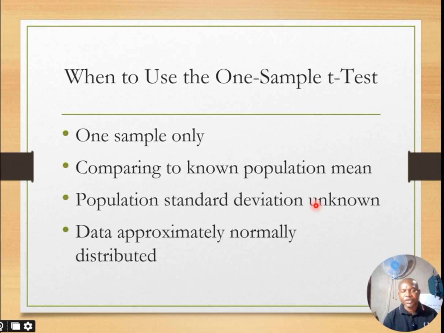Now, when do we use our one sample t-test? Number one, the one sample t-test is used when we are dealing with just one sample, and from that sample we have obtained a mean, and then we want to compare that mean to a known population mean. And again, our population standard deviation is unknown. So two conditions: we are dealing with a small sample, and our population variance or standard deviation is unknown. And then our data also approximates a normal distribution.